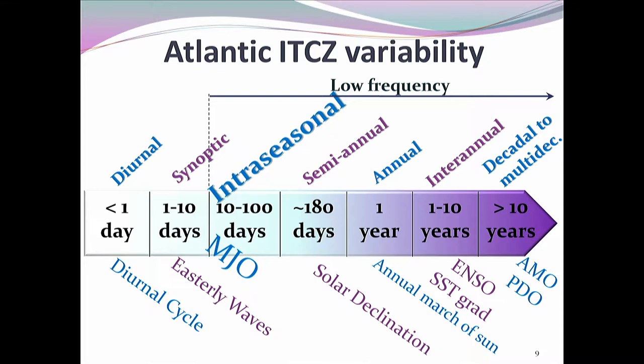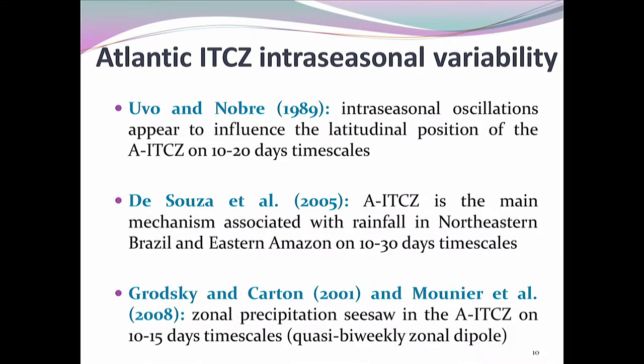And also there is variability in semi-annual and annual scales. And in interannual scales, also related to the El Niño Southern Oscillation and the gradient between the SST in the northern Atlantic and southern Atlantic. And also in the decadal time scales that can be related to AMO and PDO. Well, our focus here is on intra-seasonal time scales.